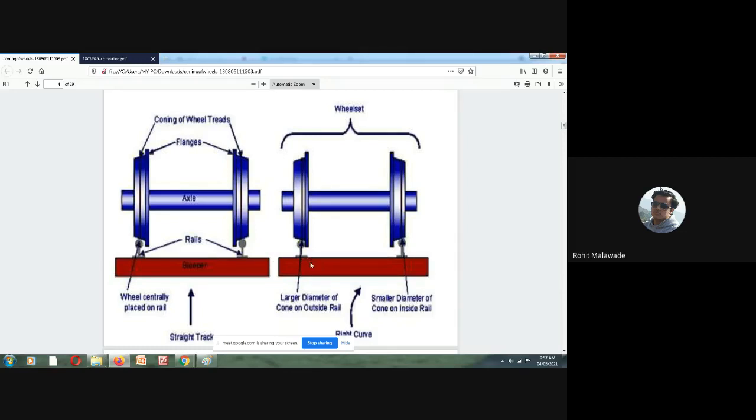So in order to avoid that, we provide the edging, as well as the base plate, in order to reduce the pressure on the outer rail. That is the disadvantage of having the coning. But coning becomes very necessary in order to prevent derailment. We cannot avoid the coning. There is a disadvantage, but coning is a must in order to avoid derailments.